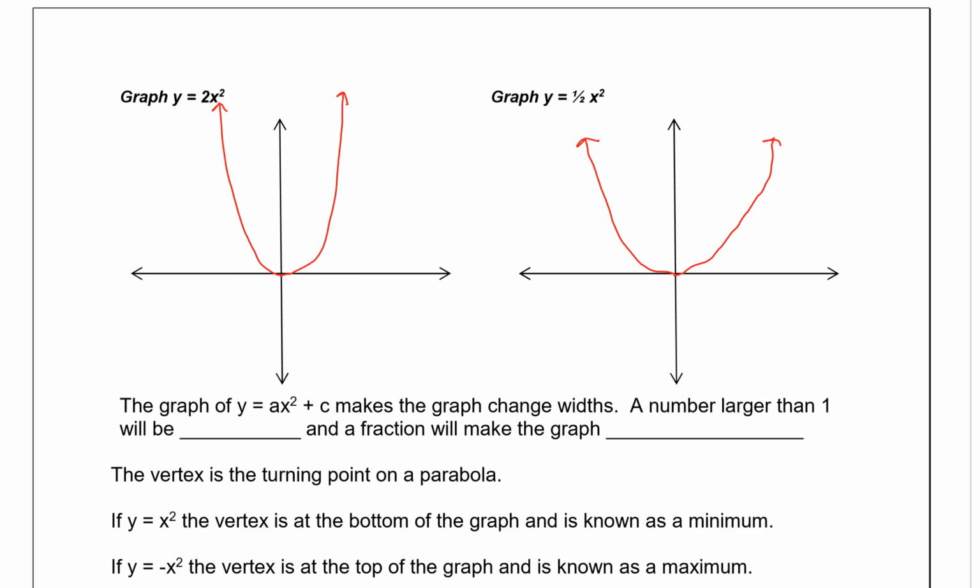but wider, broader. So if the number is larger than 1, the graph will be narrower and steeper. And a fraction will make the graph wider and less steep. It's still very steep on the sides. I don't particularly like the shape of that curve. I'm going to redraw it.